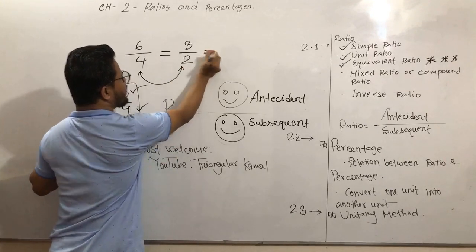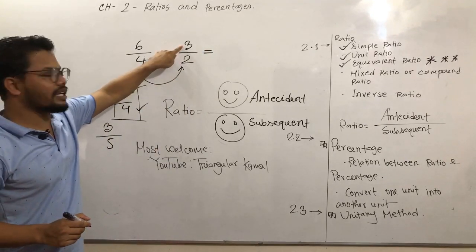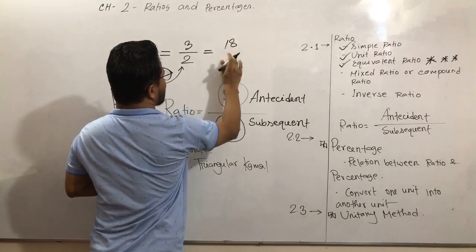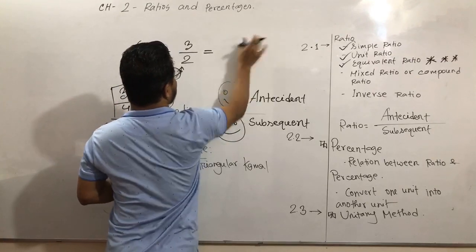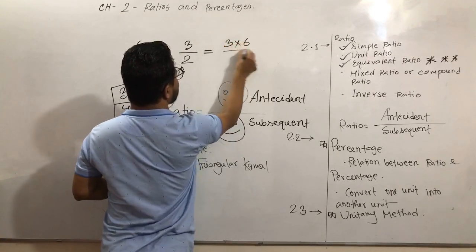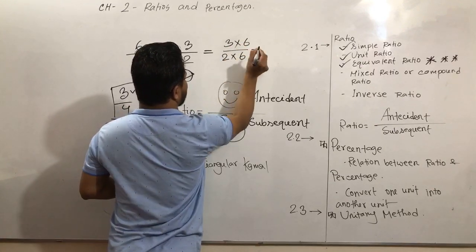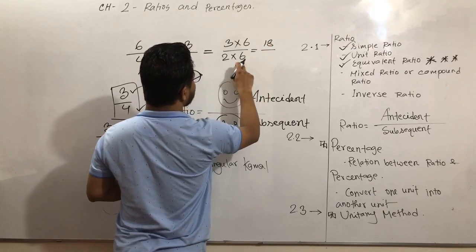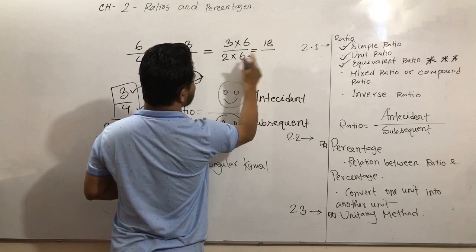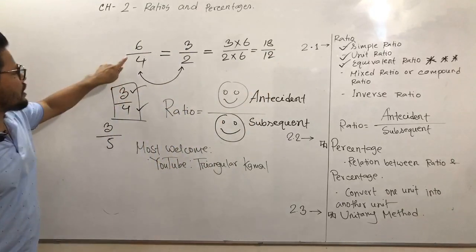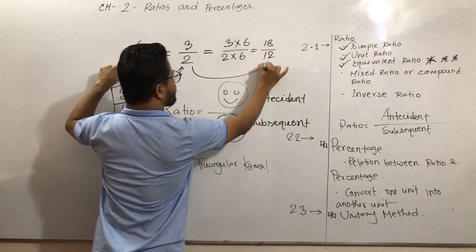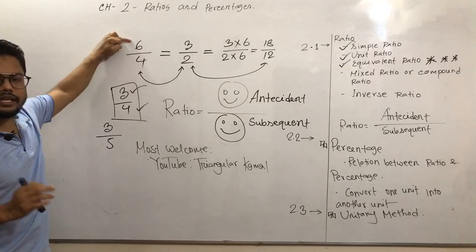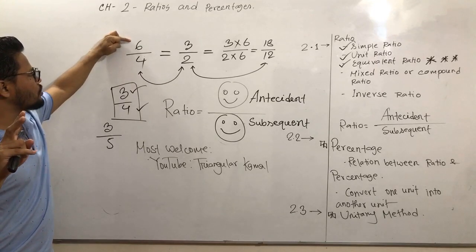If you multiply, again, if you multiply 3 with 6, this one will be 18. If you multiply 3 with 6, then 2 with 6, the numerator or antecedent will be 18. This is now 3 to the 18, and then 2 to the 12. So we divide here, all are equivalent ratios.